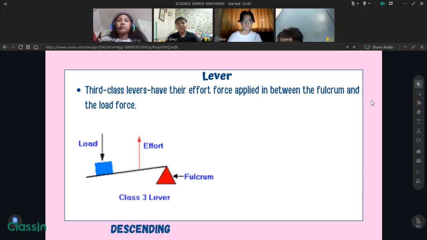Third class levers have their effort force applied in between the fulcrum and the load force.